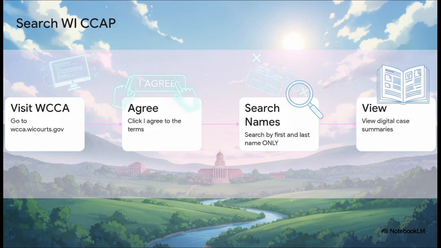Navigating the portal itself is really straightforward. But keep this expert tip from their official site in mind. If you're ever stuck or having trouble pulling up a case, try searching by first and last name only. Just clear out any middle initials or date filters, because sometimes those extra details just confuse the search engine.